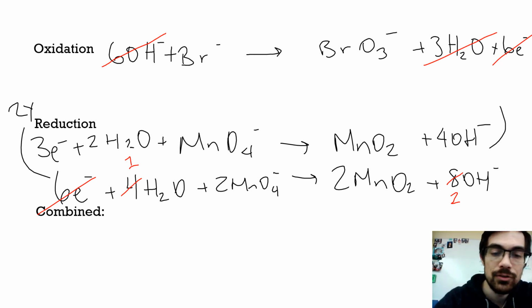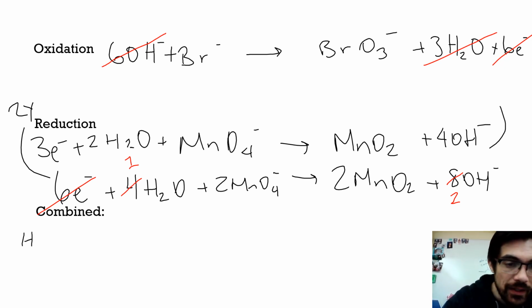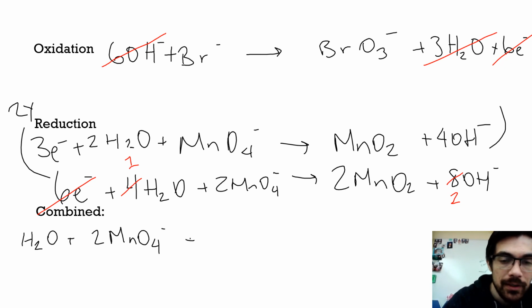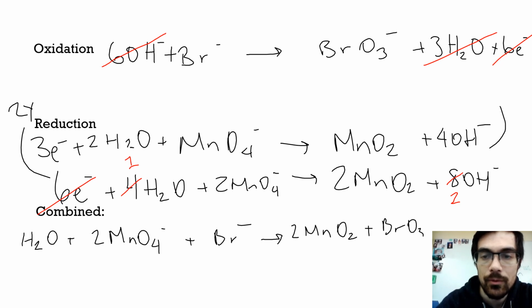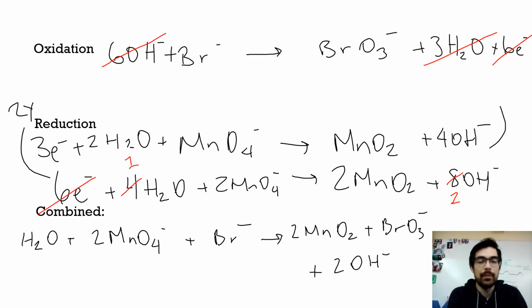So let's combine it into a complete balanced equation. Again, the order does not matter. So we have H2O plus 2 MnO4 minus plus Br minus. Okay. And we get 2 MnO2 plus BrO3 minus, and those 2 hydroxides at the end. Okay, and that is balancing in a basic solution.